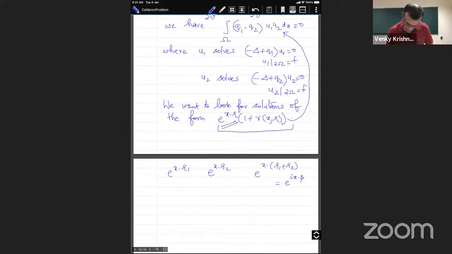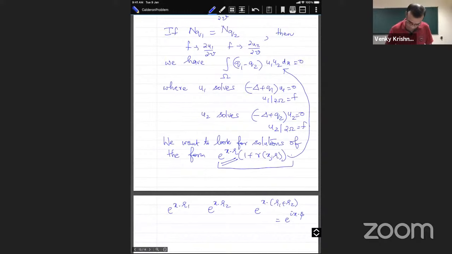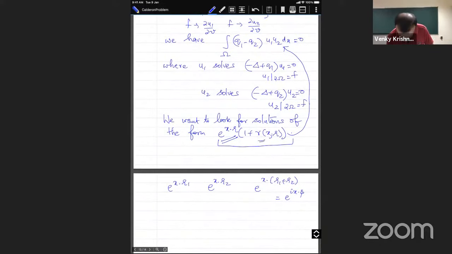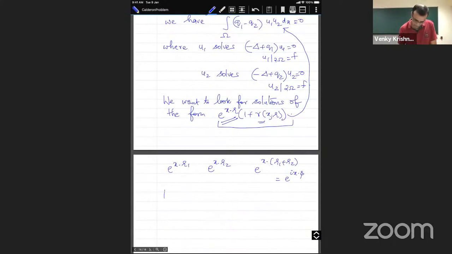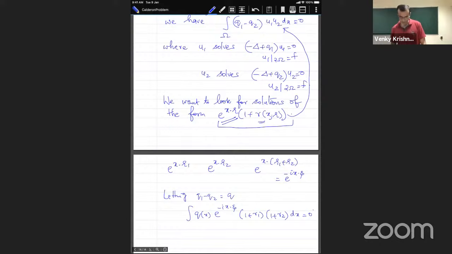So this product, one corresponding to u1 and the one corresponding to u2, goes into this equation. But we also have this r over here. So now, letting q1 minus q2 equal q, we will have the integral of q of x, e to the minus i x dot xi, times 1 plus r1 times 1 plus r2 dx, and this is equal to 0.